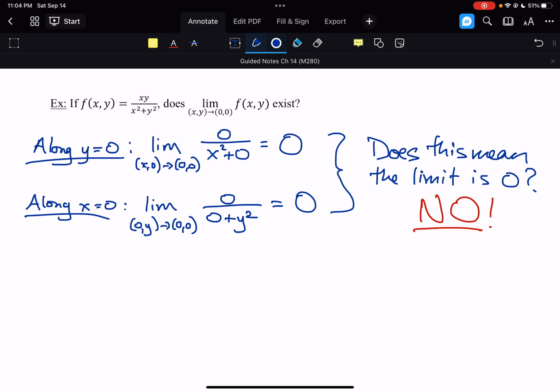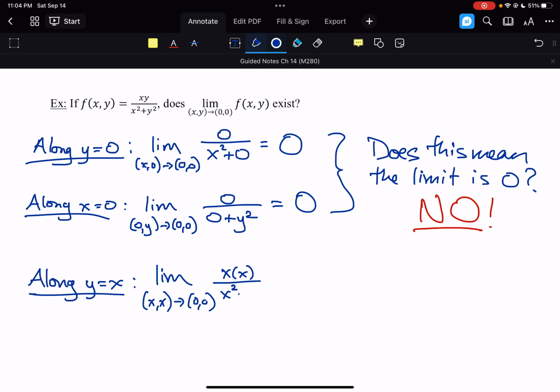If we check something else, instead of moving along the axes, we're going to try moving along a different line, along the line y equals x. So in this case, we're going to set this up as (x, x), because again, y equals x, approaching (0,0). So we'll get x times x over (x squared plus x squared).